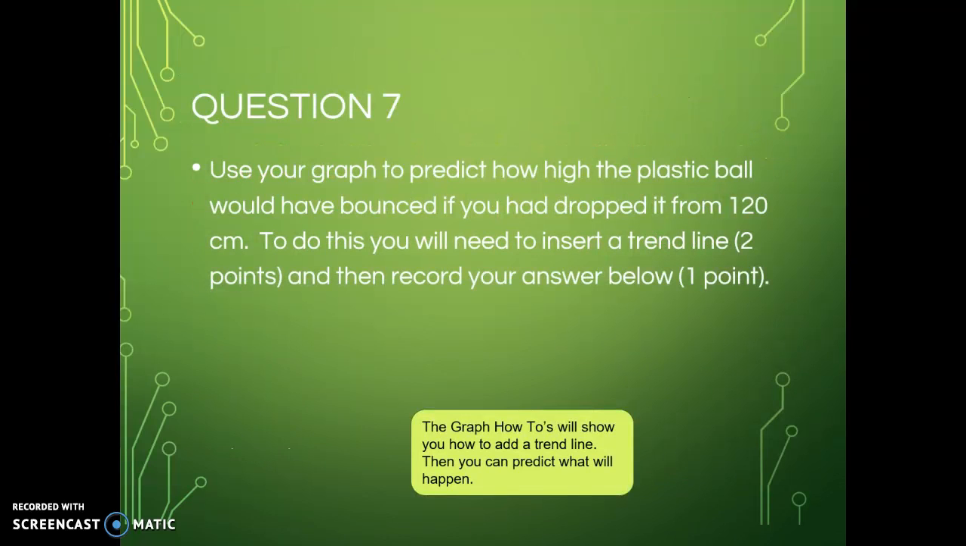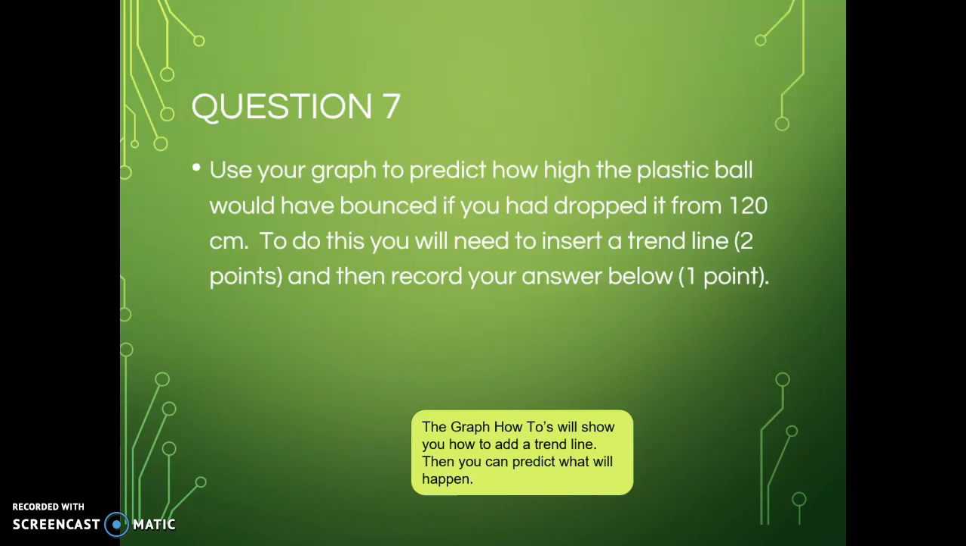Then our last question is a prediction. We're going to use a trend line. Again, how to do a trend line? Check your graph how-tos. You need to insert a trend line on your graph. That's a line that you can use that will line up. Some of the points will be below and above the data line. So it's kind of creating an average, and then you're going to go beyond your data points to determine a prediction. Predict what would happen at 120 centimeters.